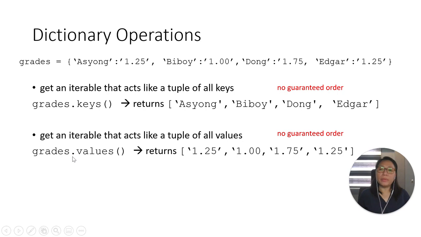We may get the list of the values, all the values in the dictionary, by invoking dot values. Here in this example, grades dot values returns all the grades in the dictionary grades, in no guaranteed order as well.